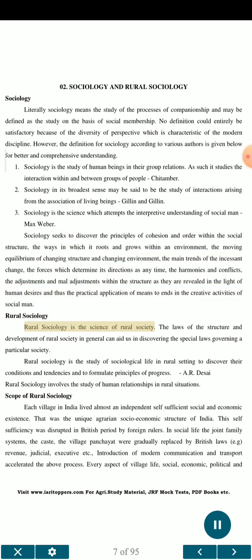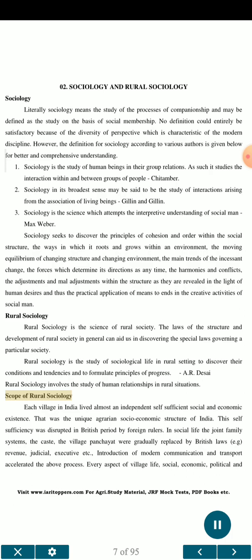Rural sociology. Rural sociology is the science of rural society. The laws of the structure and development of rural society in general can aid us in discovering the special laws governing a particular society. Rural sociology is the study of sociological life in rural setting to discover their conditions and tendencies and to formulate principles of progress. A. R. Desai: rural sociology involves the study of human relationships in rural situations.